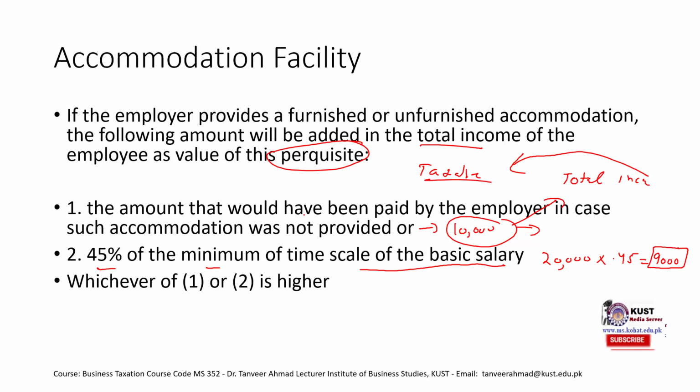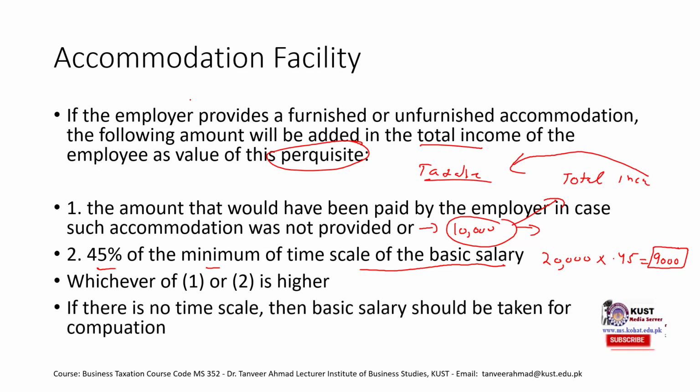So there are two things: the amount that would be paid if the house rent allowance is not paid, and the second point is 45% of the minimum of the time scale. We would calculate both the amounts, and then we would choose the highest amount and we would add it to our income, and based on that total income we would calculate the tax. So in case there is no time scale of the basic pay available, then we would use basic salary for computational purposes.